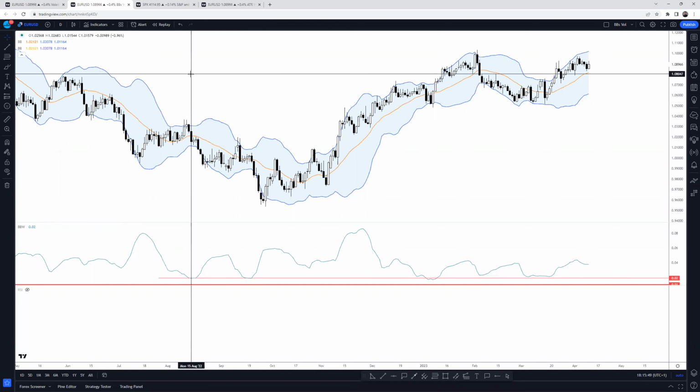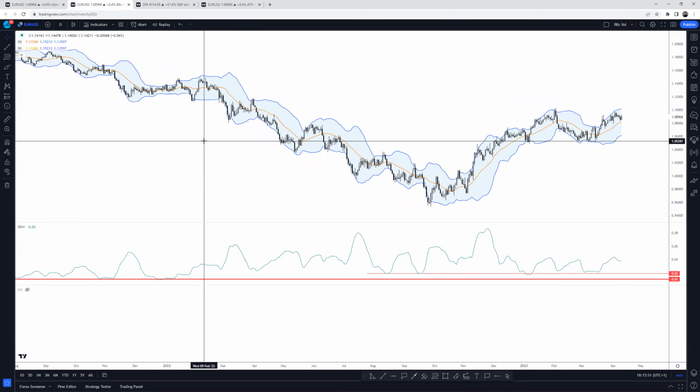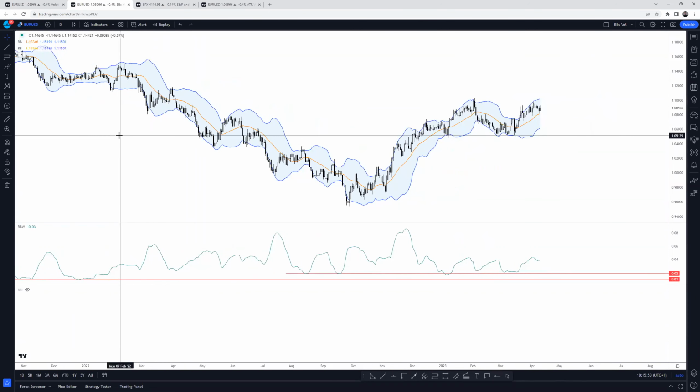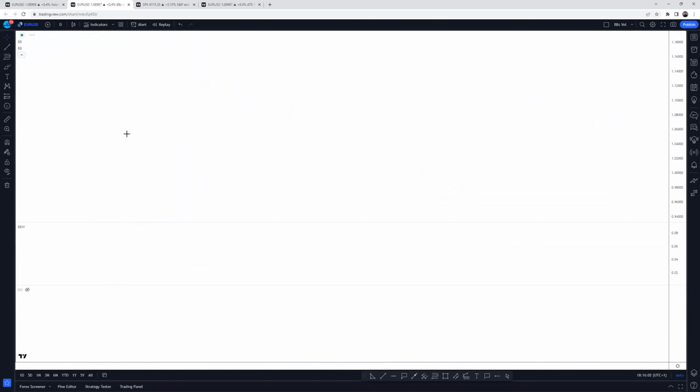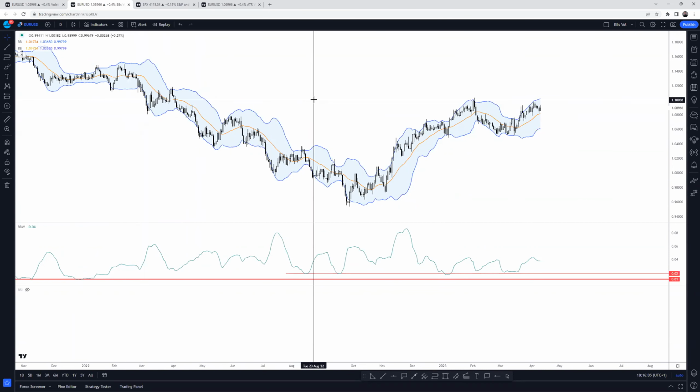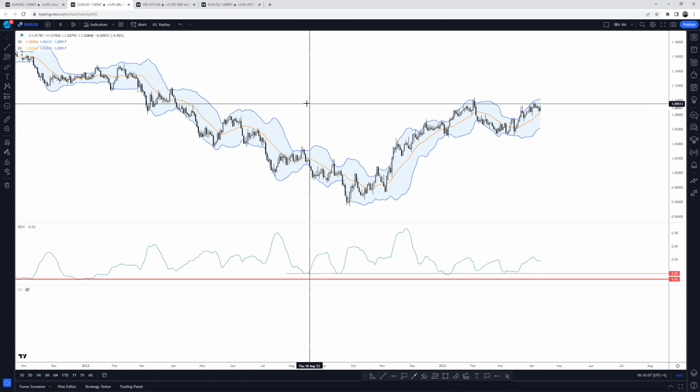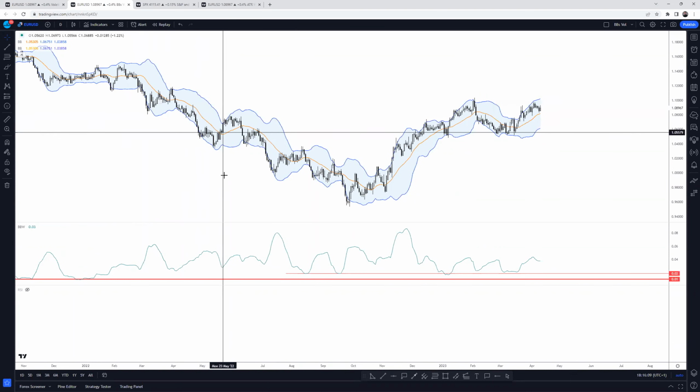So just to repeat, we are on the daily time frame of the euro dollar. Now the euro dollar, guys, is the most widely traded currency pair. It's one of the most liquid and, as I said, one of the most widely traded. So we have the euro dollar daily time frame, and I've applied the Bollinger Bands.